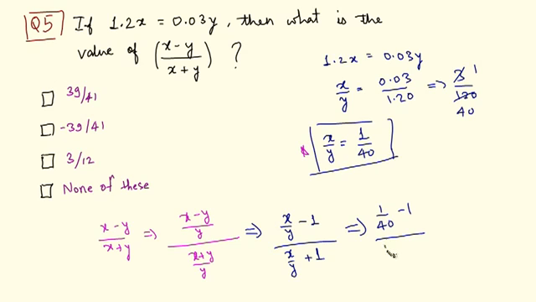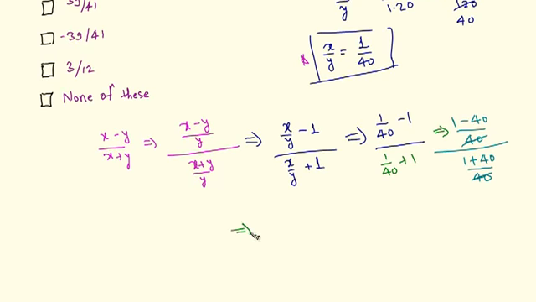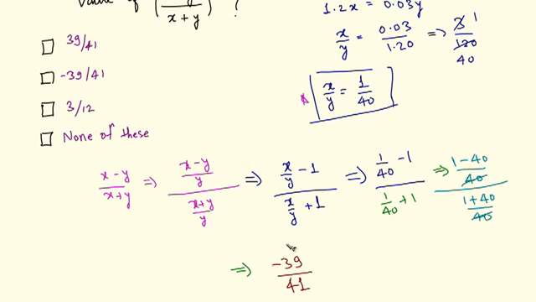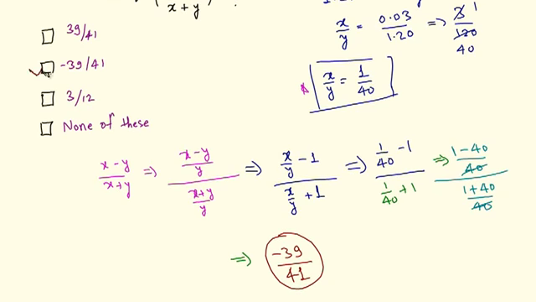minus 1 divided by 1 by 40 plus 1. Again, this is equal to 1 minus 40 by 40 upon 1 plus 40 by 40. Simple cross multiplication. 40 and 40 gets cancelled out. This is equal to 1 minus 40 is minus 39 divided by 1 plus 40 is 41. And I think we have found out our answer, minus 39 by 41. And this is the right answer.